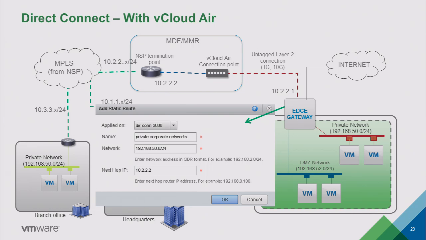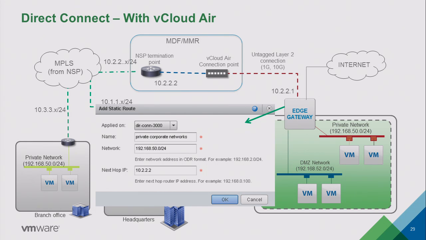Now, from a configuration perspective, this is pretty self-service, right? So let's say, for example, the edge gateway, so the VMs on the vCloud Air want to talk to the branch office, the network inside the branch office, the 192.168.50. So you can set up a static route for that. So you can go to the vCloud Director Management Console, identify the external interface. In this case, DIRCON 3000 is the interface ID which we have for the Direct Connect interface.